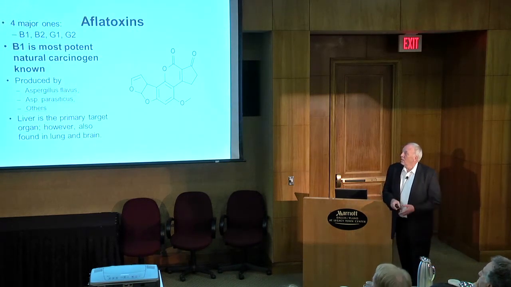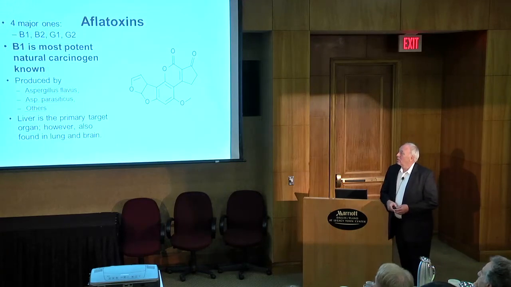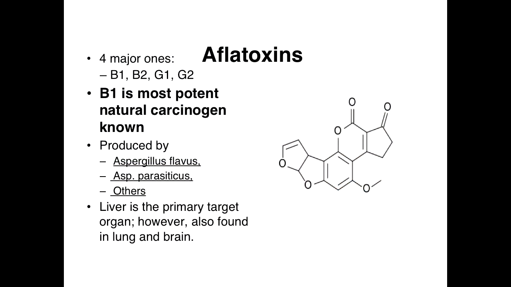These are the structures that I'll point out that are present in your booklet. The major ones that we have always been interested in are the B1, B2, G1, and G2 of aflatoxin. B1 is the most potent natural carcinogen known, and it's produced by Aspergillus flavus and Aspergillus parasiticus, but it's also produced by other organisms. And the liver is the primary target.